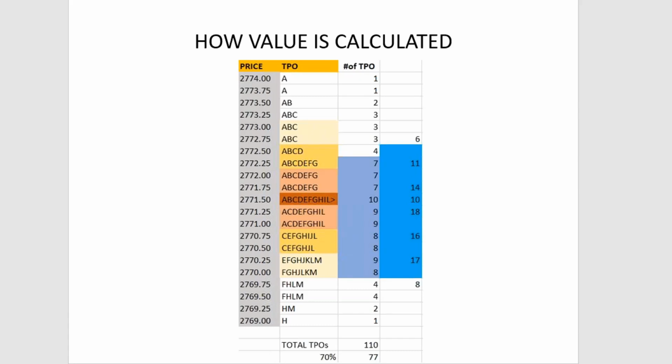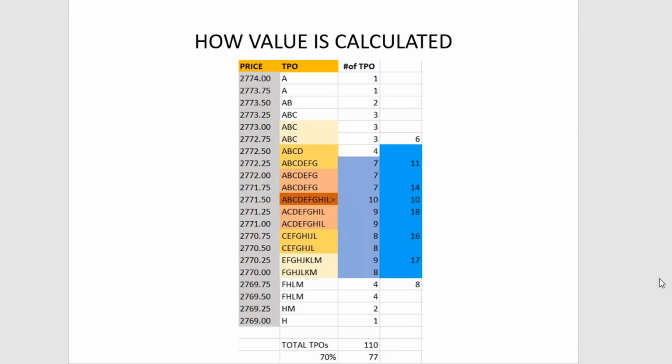We said we start with the longest line closest to the center of the range. So that would be the red line right here. We said a TPO is every letter on the profile. It's kind of our way of counting and keeping score. On this profile, there are 110 TPOs. 70% of 110 would be 77 TPOs.